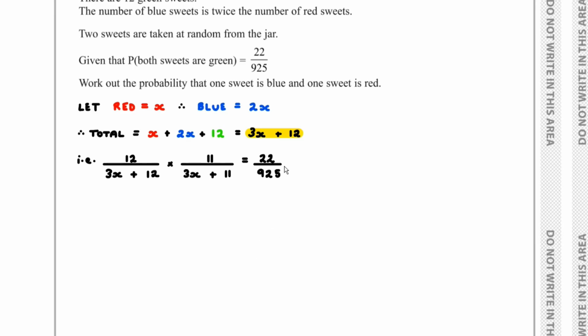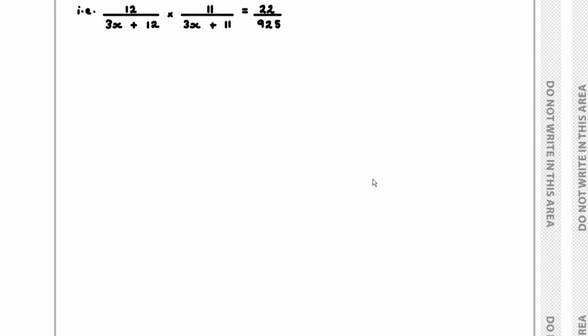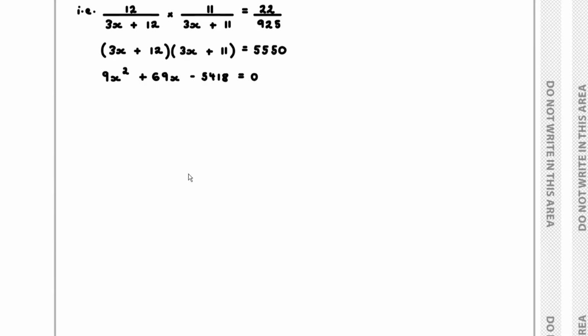So let's manipulate this equation. So we have 3x plus 12 multiplied by 3x plus 11 equals 5,550. And expanding the brackets, we've got 9x squared plus 69x. And if I do 12 multiplied by 11 take away 5,550, we get minus 5,418, and all this is equal to 0.